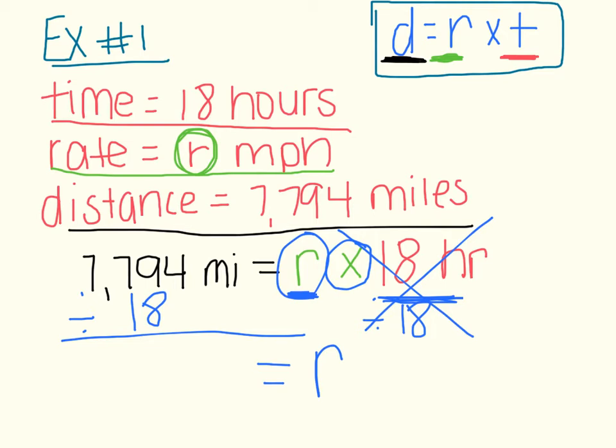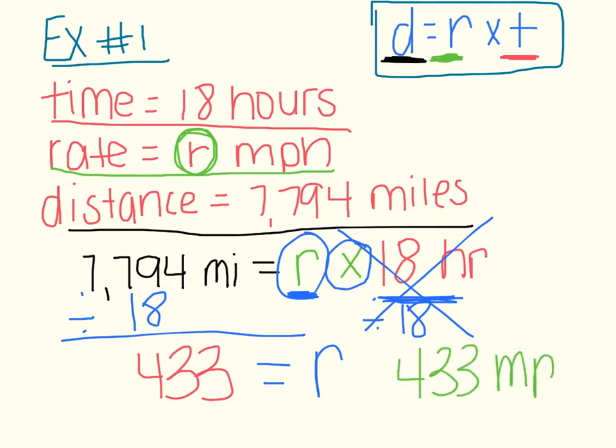And when we do 7,794 divided by 18, we get 433. So, we have 433 miles per hour. And I got that right here next to the missing variable.